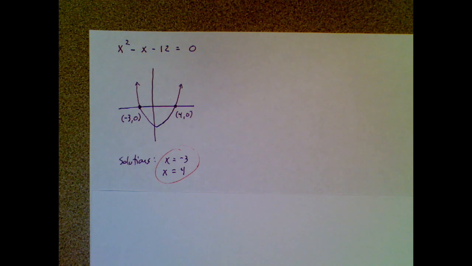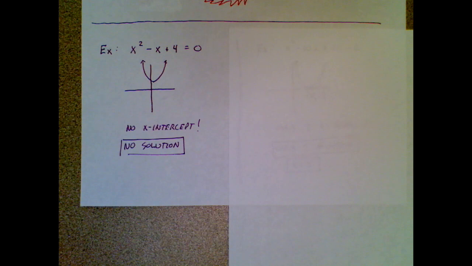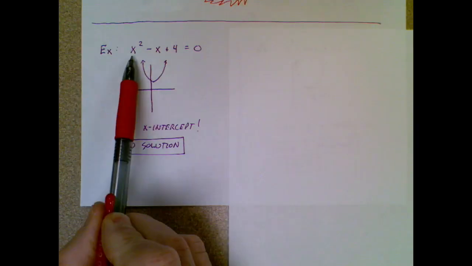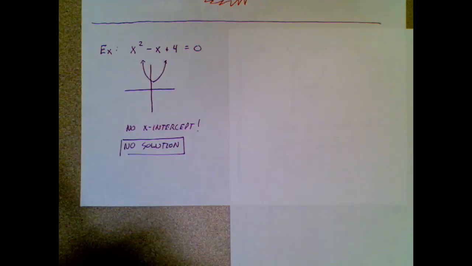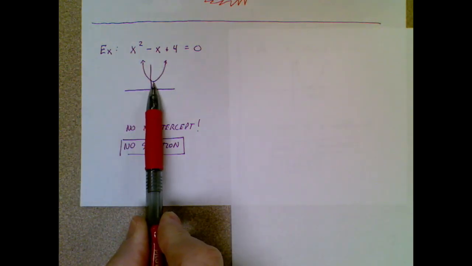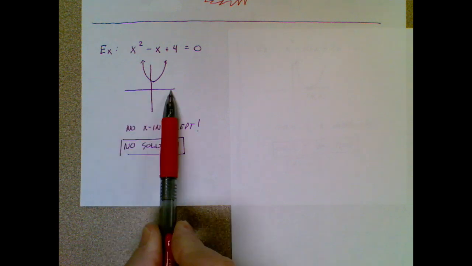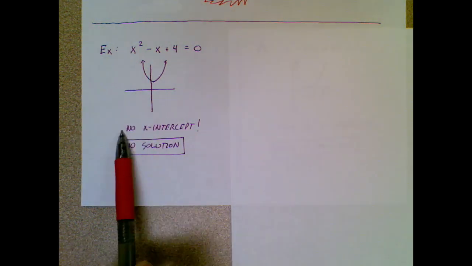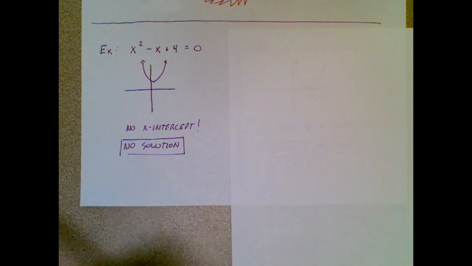But let's look at what happens if something gets a little bit weird with this. In this example, we've got a quadratic equation set equal to 0, so you'd say, hey, I'm going to graph that and find the intercepts. But when you graph it, here it is floating up here, and it never hits the x-axis. If there's no x-intercept, that means there's no roots, there's no zeros, there is no solution.